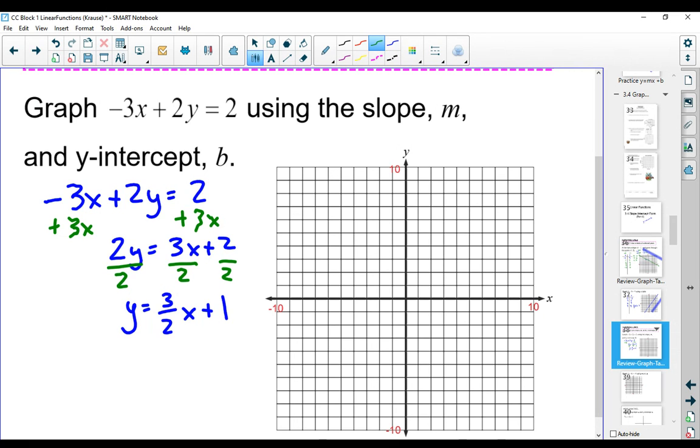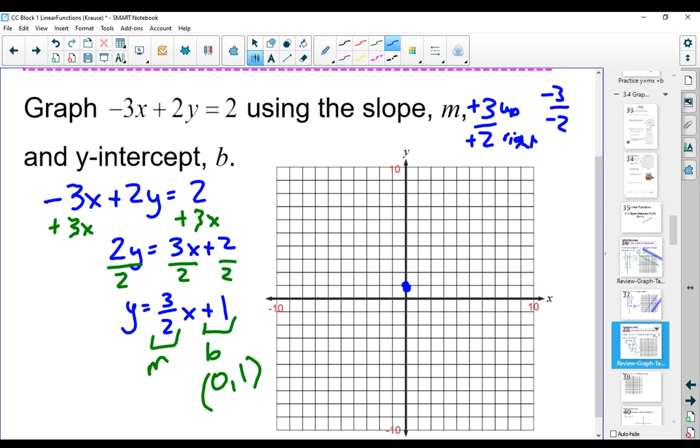Once we have that form, then we go back to what we did the other day. We find our slope, which is 3 over 2. And we find our y-intercept, which is 1. So our coordinate would be 0, 1. So the first thing we do is plot our y-intercept, 0, 1. And then we count our slope. 3 over 2 means up 3, right 2. Or it can also be written as negative 3 over negative 2, which would be down 3 and left 2. So up 3, right 2, up 3, right 2, and so on.